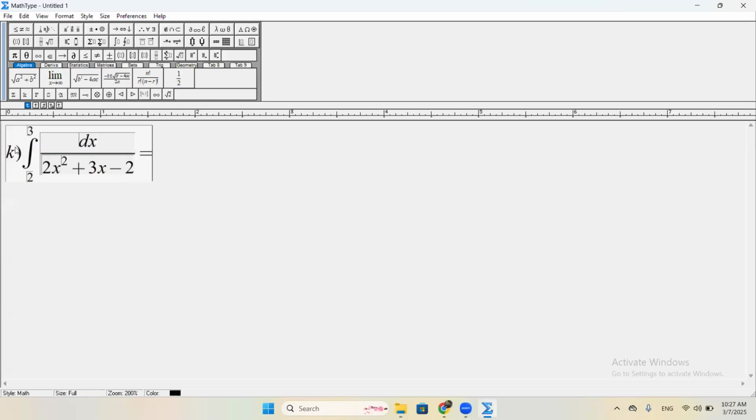Just by accident pressed print screen. Okay.